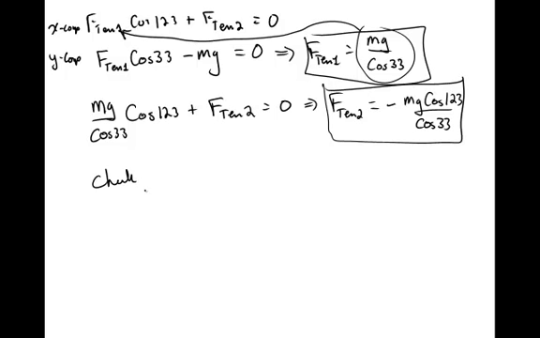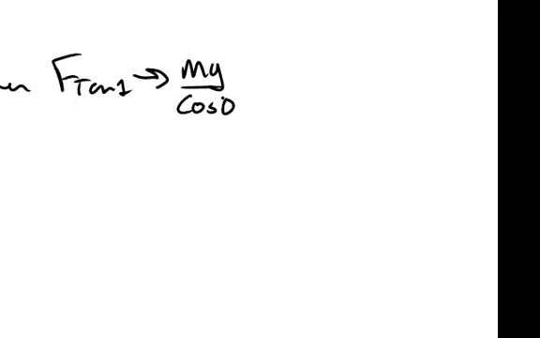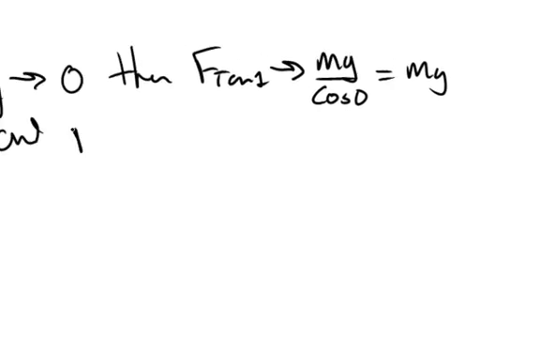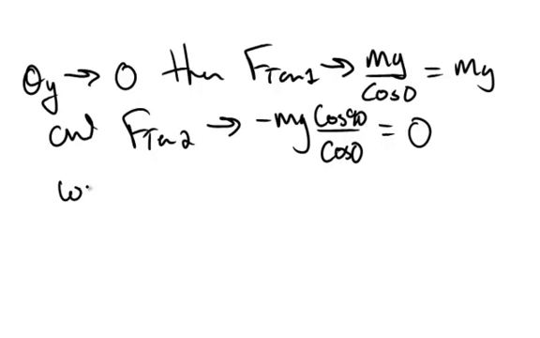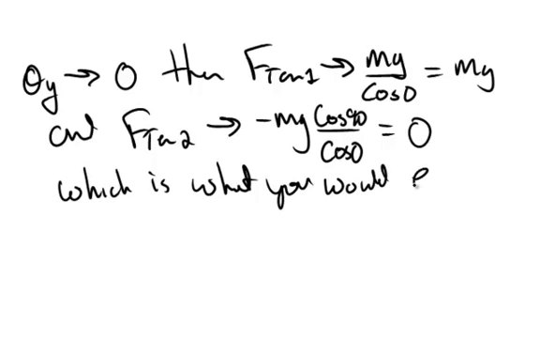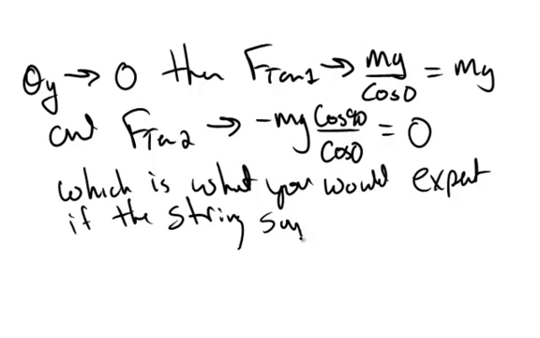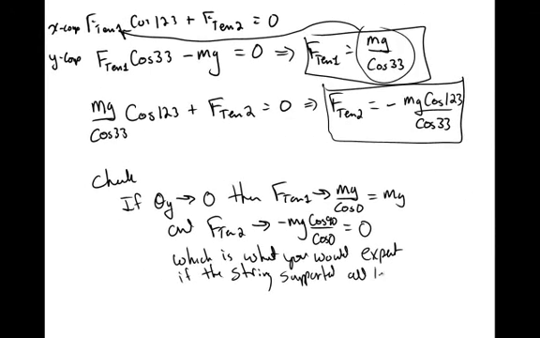So in terms of checking, if theta y goes to 0, then F10(1) goes to mg over cos 0 equal to mg, and F10(2) goes to negative mg cos 90 over cos 0, which is equal to 0, which is what you would expect if string 1 supported all the weight.